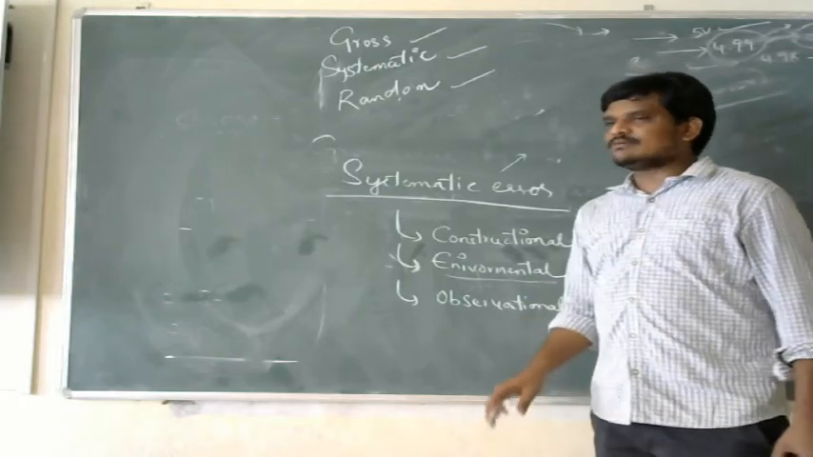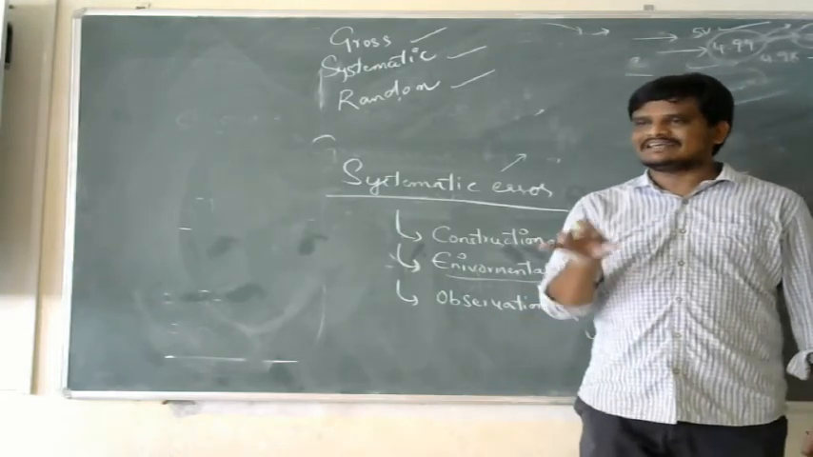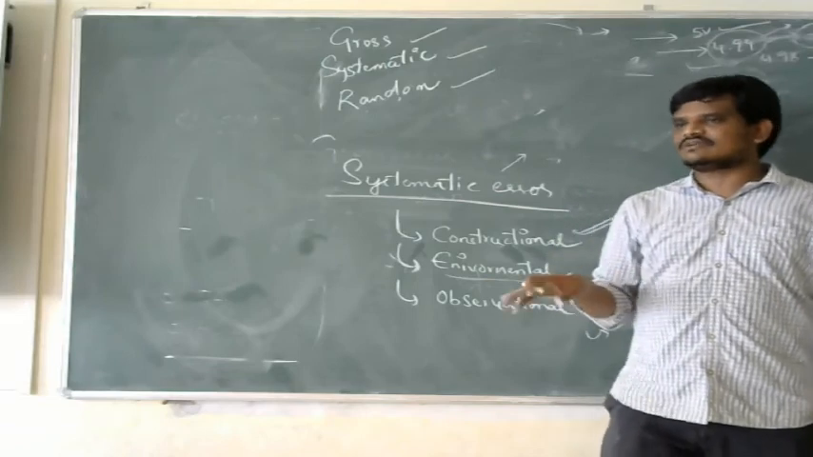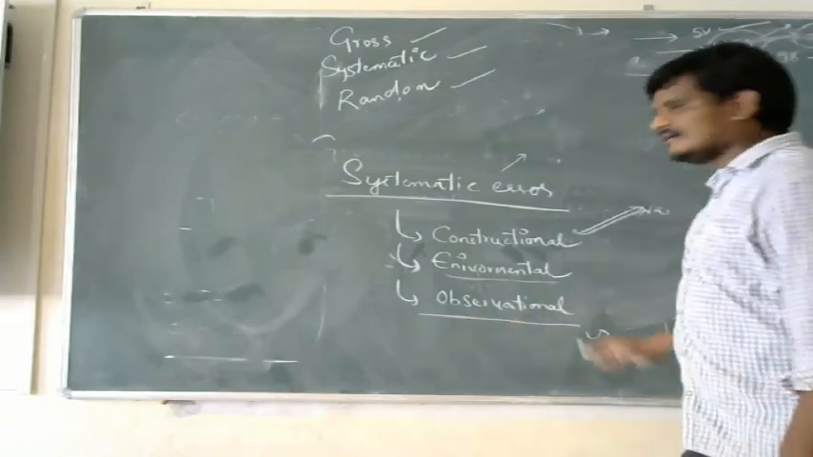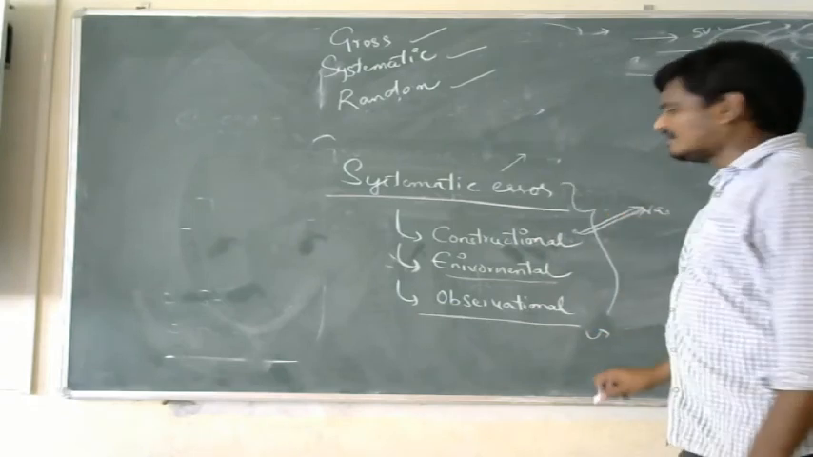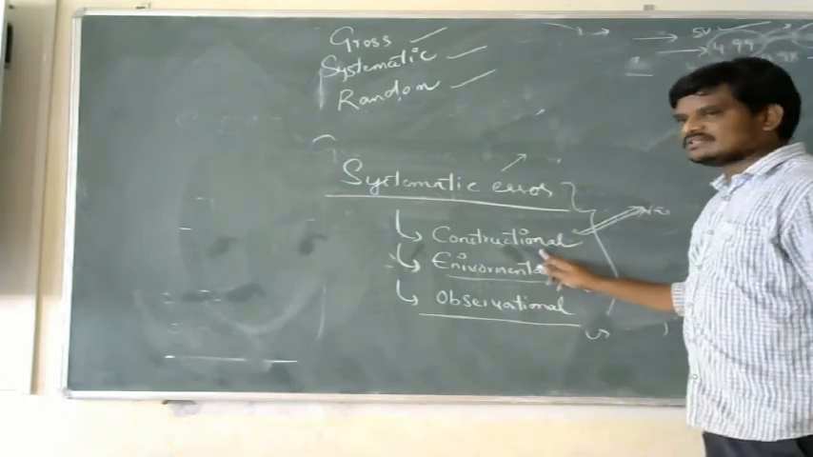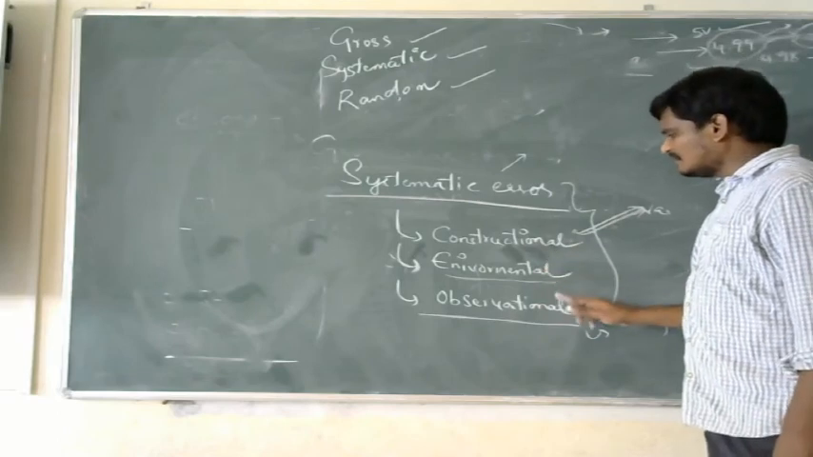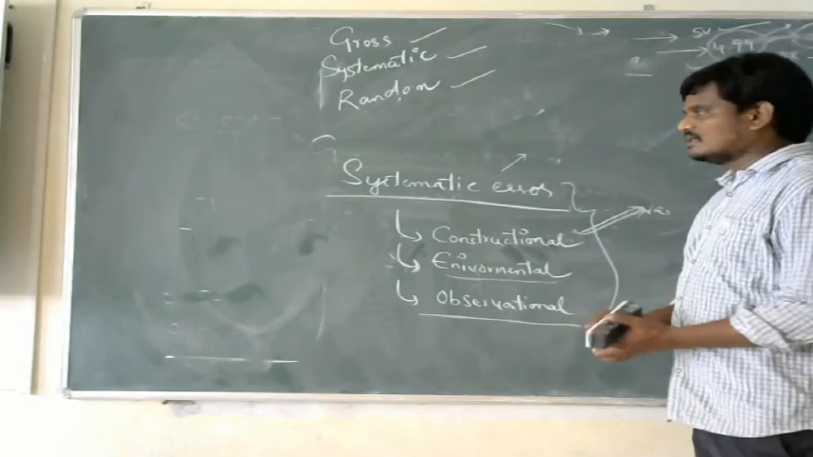Coming to the last one, observational error. Depending upon the position of the person who is taking the reading or observing the values in a meter, you will get an error. This is the classification of systematic errors. What are the types here? First one is constructional, second one is environmental, and the third one is observational error.